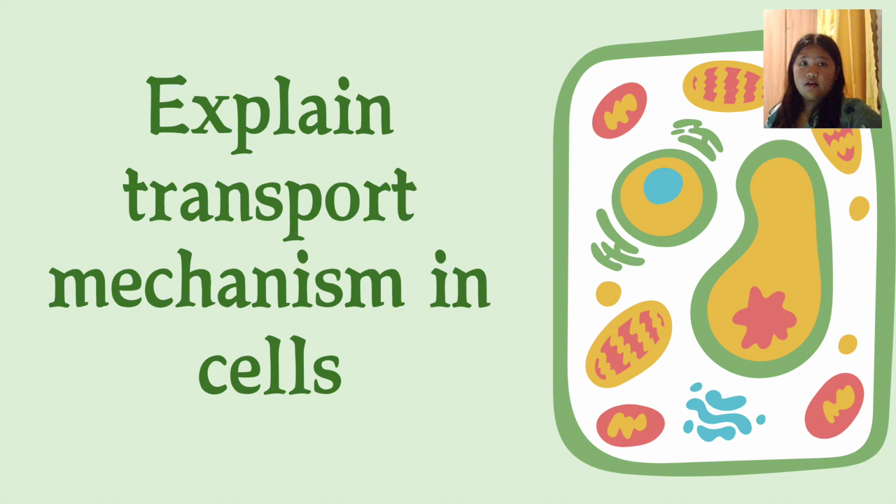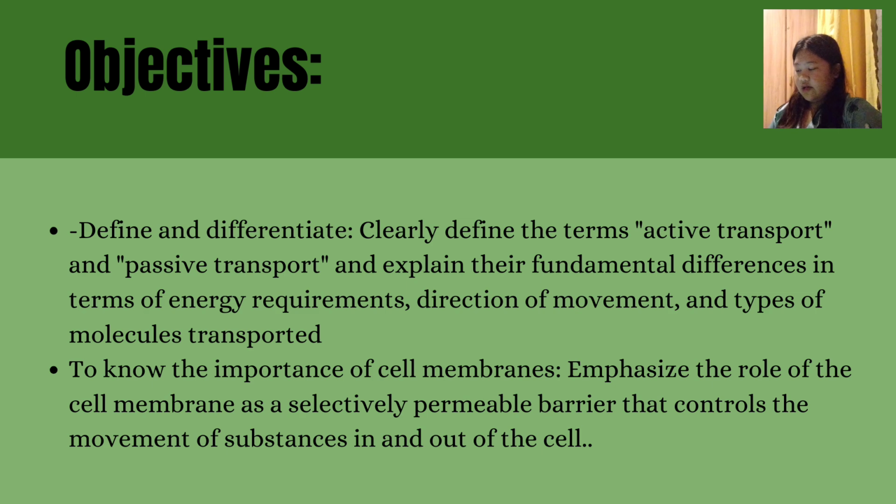But before we start, I have here my objectives. My first objective is to define and differentiate: clearly define the terms active transport and passive transport and explain their fundamental difference in terms of energy requirements, direction of movements, and types of molecules transported. The second one is to know the importance of cell membranes, emphasizing the role of cell membranes as selectively permeable barriers that control the movement of substances in and out of the cell.